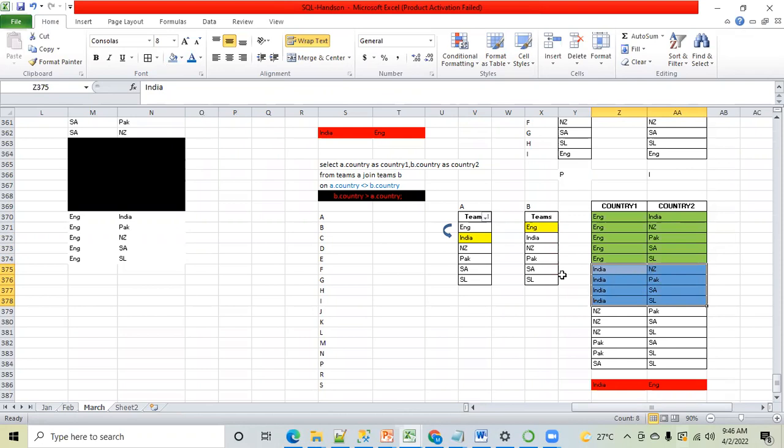India with New Zealand, it is there. India with Pakistan, it is there. India with South Africa, it is there. India with Sri Lanka, it is there. Correct? Yes. Okay. Now, can you tell me why India with England is not coming in this result? What have I done? Ideally, India combination with England should be present because we know in joins it will scan all the records. So India with England should be present here, but that is not coming here, correct? Why? That is the question.